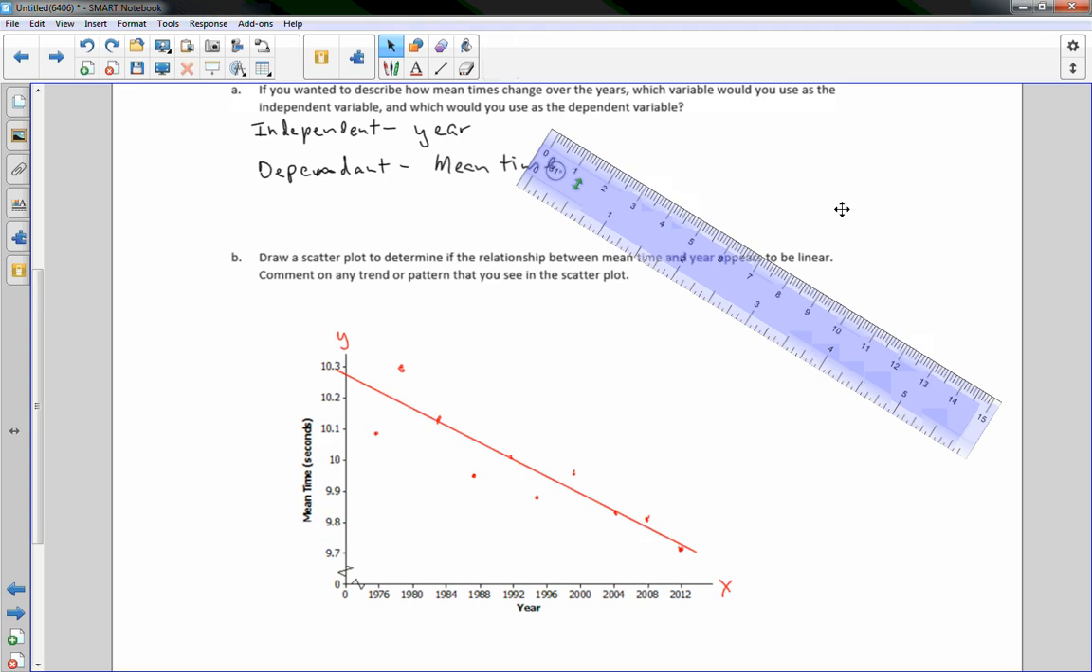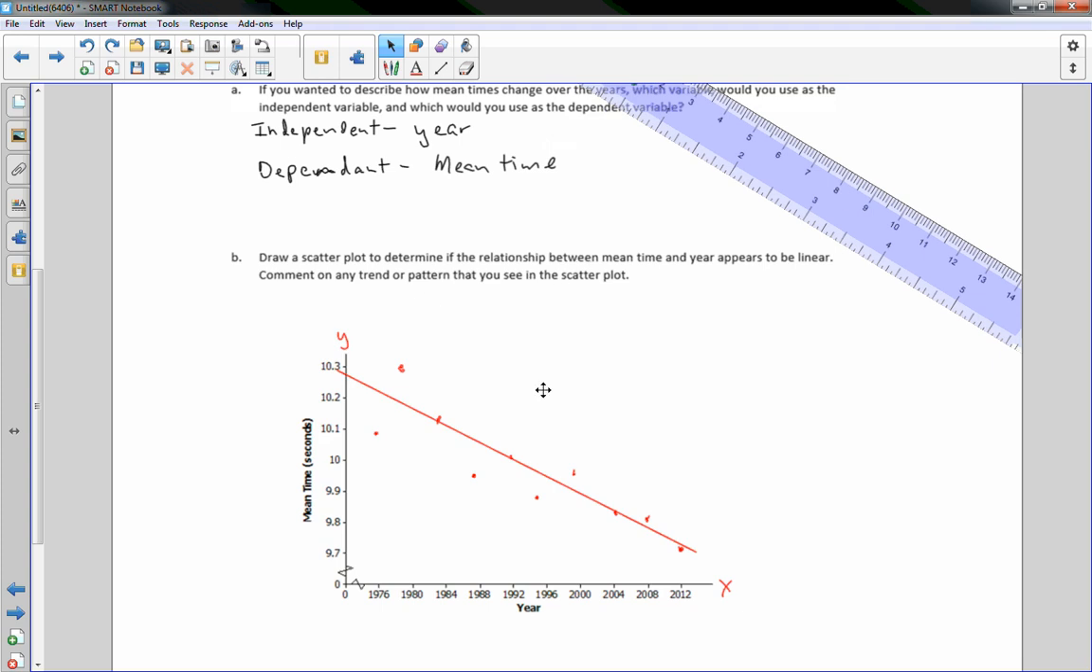It says, comment on any trend or pattern you see in these scatter plots. So what I would say is, there appears to be a pattern. It looks linear. And as the years increase, as the time goes by, the mean time in seconds decreases.